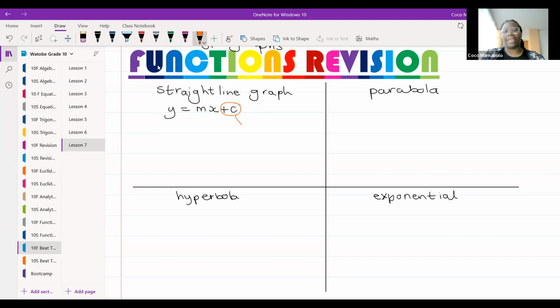So what we're going to be talking about right now is the mother graphs. We're going to be looking at the mother graphs of these: y equals mx plus c. What do we know that as, guys? Anybody got any idea?